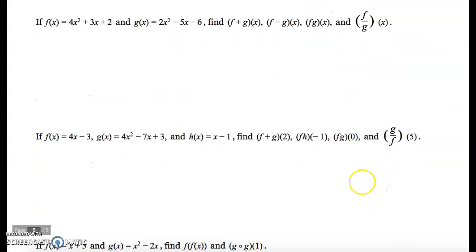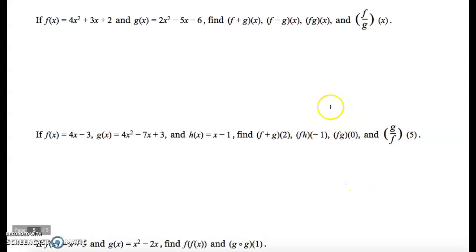All right, we're going to go through now and work with some operations. So in this one, I have f of x and I have g of x, and what it wants me to do is add, subtract, multiply, and divide these two functions. So for the first one, f plus g of x means that I'm just going to be doing f of x plus g of x. Okay, so I'm going to take my f function, 4x squared plus 3x plus 2, and I'm going to add to that g of x.